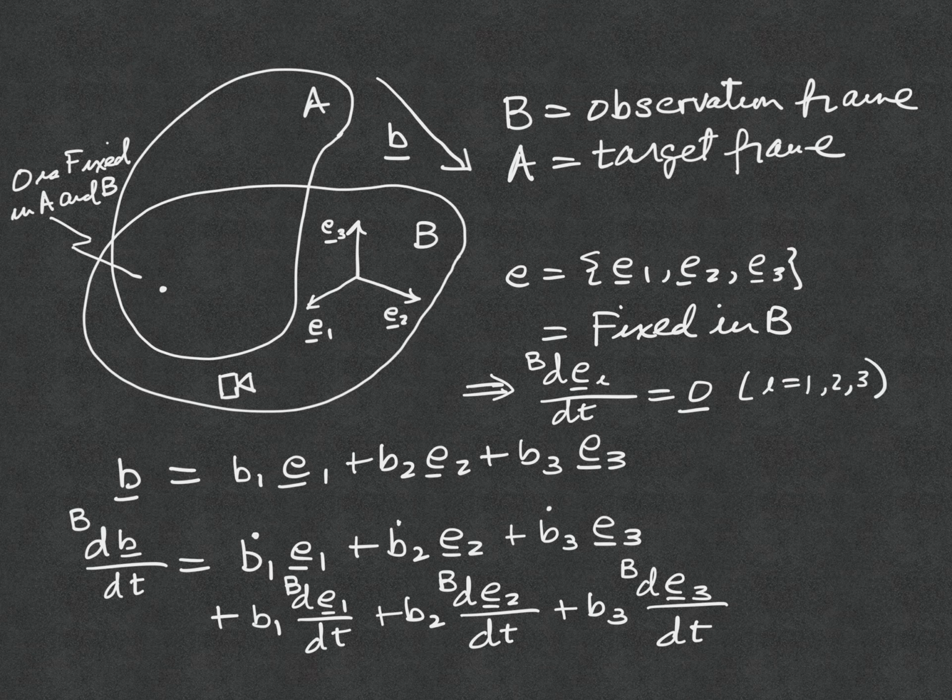Because if those rates of change weren't 0, the vectors wouldn't be fixed in that frame. So that means that these last three terms, this whole thing, goes to 0 because all three of these rates of change are 0. So what that means is that the rate of change of the vector B as viewed by an observer in frame B, which is what this notation means, is just the first three terms. So now we'll go into what this terminology means and how we're going to use it as the starting point for the next step in the process.